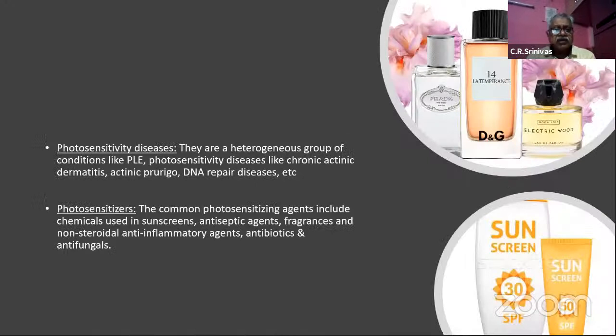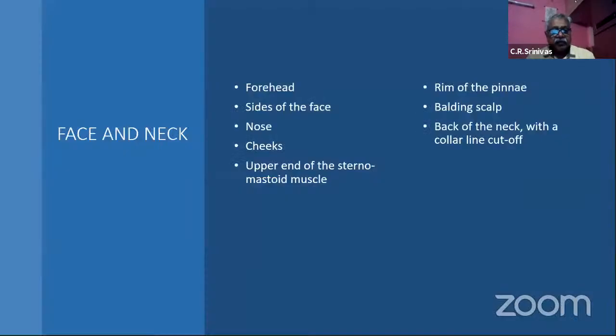So these are the photosensitive disorders which we'll be discussing, like PLE, chronic actinic dermatitis, actinic prurigo, etc. And then there are many photosensitizers. Photosensitizers can be topical, can be systemic. Topical photosensitizers are often the sunscreen. The sunscreen which is meant to absorb light can also cause sensitivity and cause the sensitization and can cause the dermatitis. Which are the sites which are going to get affected?